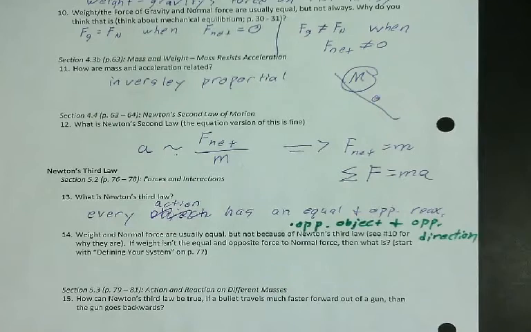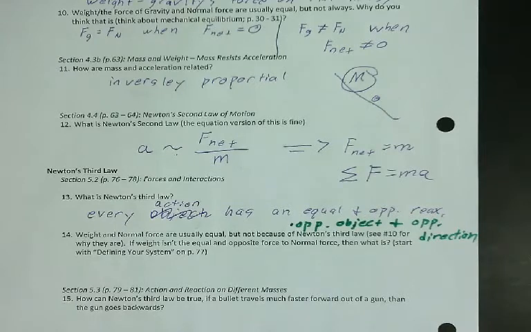But the reason they're not the same thing is because they're on the same object. The Earth is pushing up on me with normal force, and the Earth is pulling down on me with gravity. They're both on me, okay? And it can't both be on me, because it has to be an opposite object and the opposite direction. So they're not equal to each other because of Newton's third law. They're equal to each other because the net force is 0.